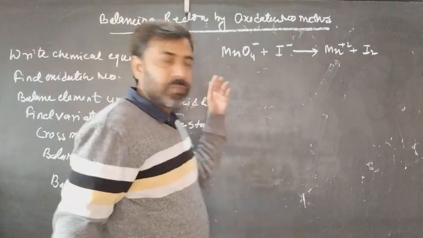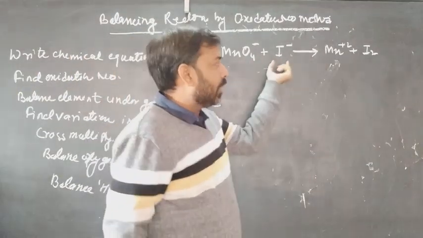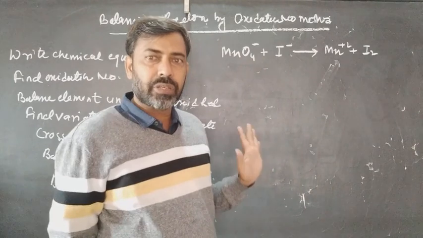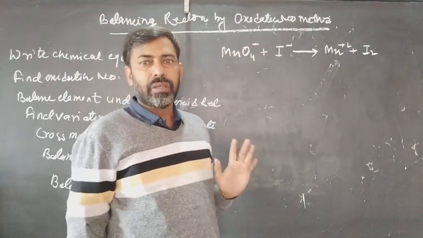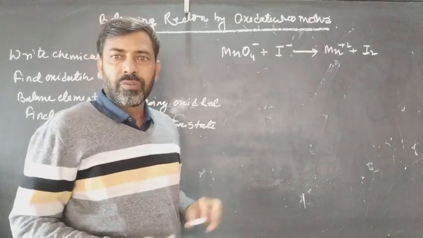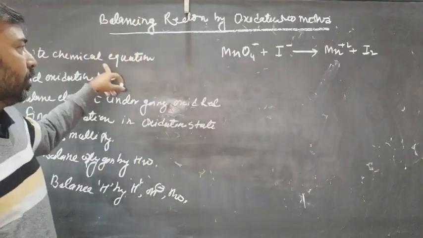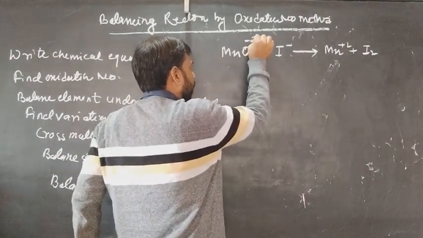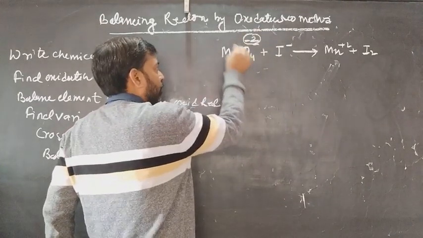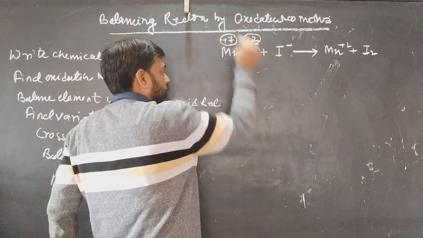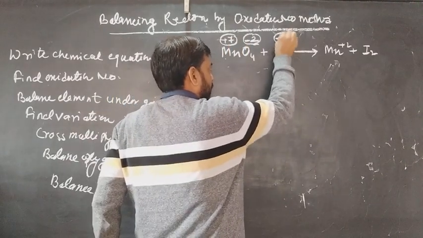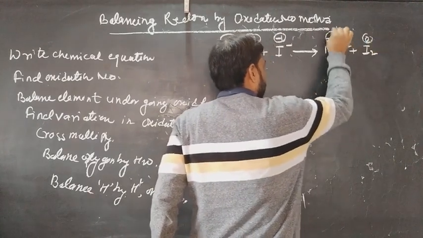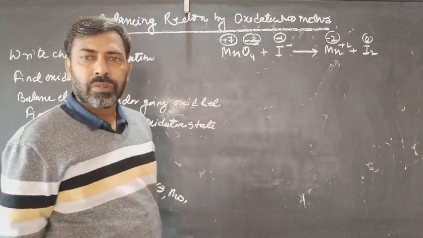Then this is the reaction: MnO4 minus reacting with iodide ion giving Mn plus 2 and iodine. The reaction is running under acidic medium, so we will have to balance under the acidic medium. So we first write the chemical equation. Now find the oxidation number. The oxidation number for oxygen is minus 2. For Mn, when you calculate, it will be plus 7. Iodide ion, a charged species, has oxidation number equal to its charge, minus 1, and the homoatomic molecule is 0. These are the oxidation numbers.